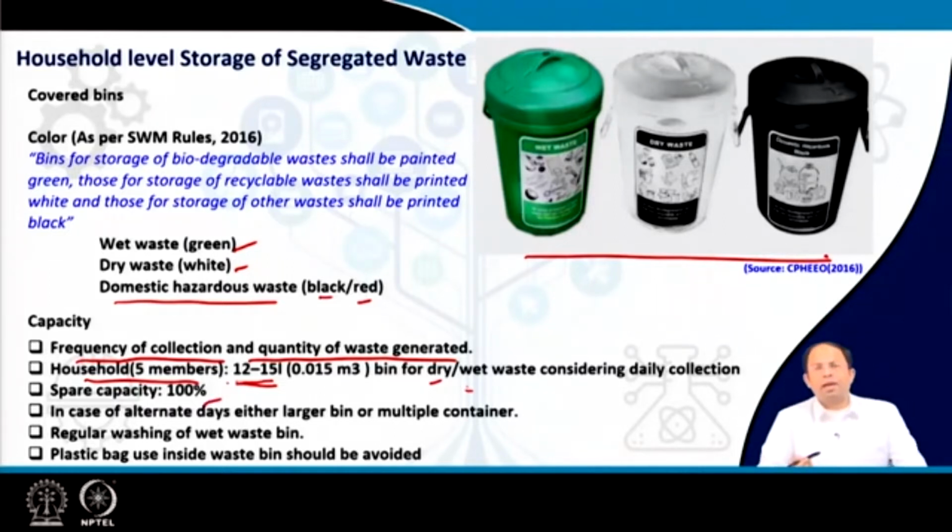Sometimes the waste has to be collected every day, but for unforeseen reasons it may happen that the waste is not collected on a particular day. In that case, if I don't have spare capacity, I would have to take the garbage outside and throw it somewhere where it is not supposed to be thrown, and then use the container again for the rest of the waste. That's why we should have extra capacity for 100% of another day's waste. So 100% spare capacity has to be there.